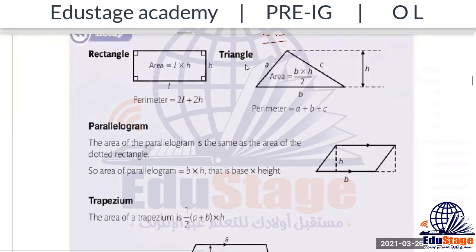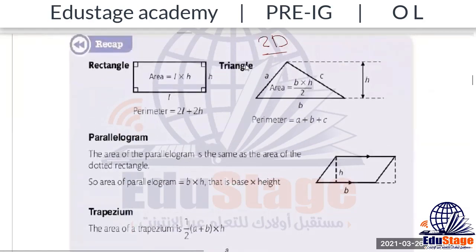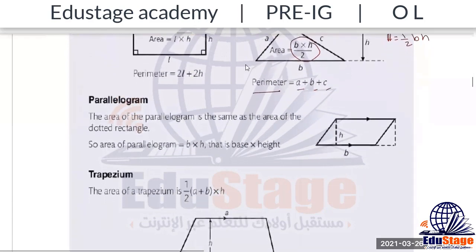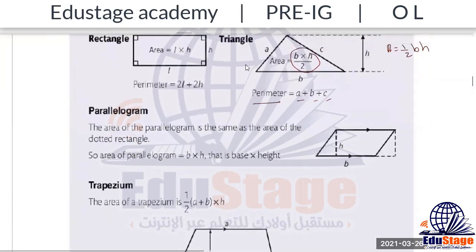Like here, we know that for a rectangle, the area equals L times H, where H is the height, and the perimeter is 2L plus 2H. For a triangle, the area is B times H divided by 2, or you can write it as half times B times H, and the perimeter is A plus B plus C.